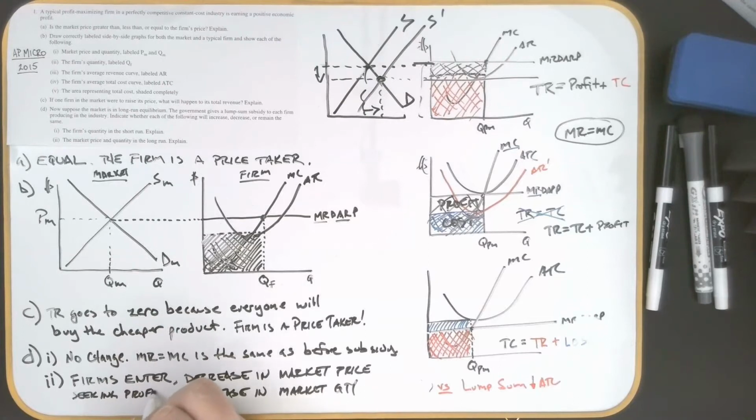And that implies everything that happened. Firms enter seeking profit, which leads to this graph, and that would be fine. In fact, you could put that graph with it if you want. Okay?